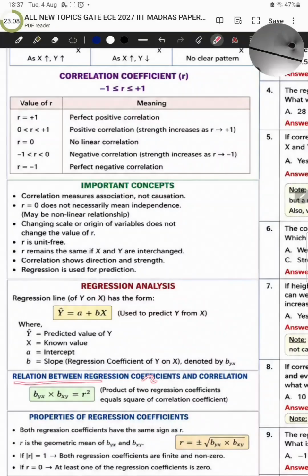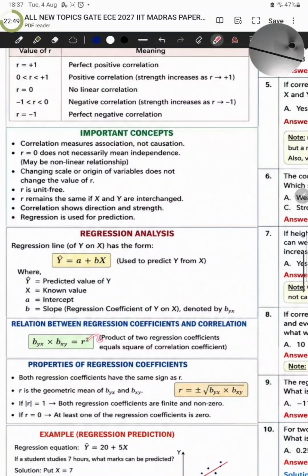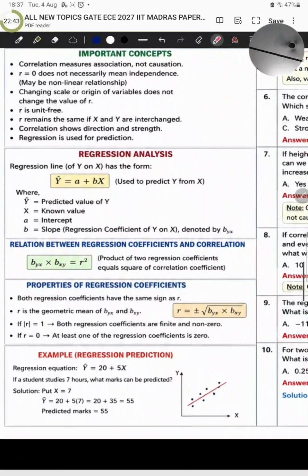The relationship between the regression coefficients and correlation is b_yx times b_xy equals r squared. So the product of the two regression coefficients equals the square of the correlation coefficient. This is the relation.